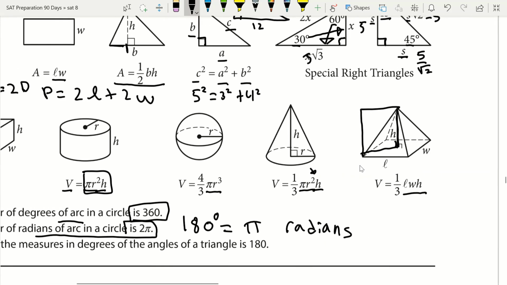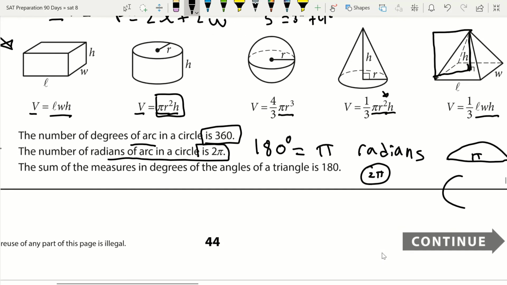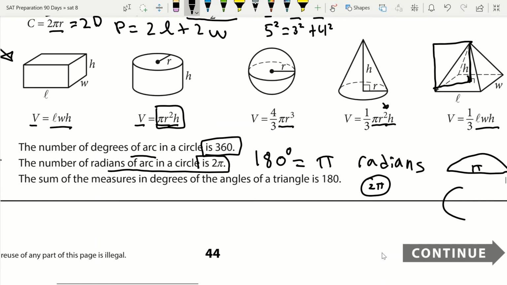If we're going to draw a semicircle, that would have an angle of pi radians, and a full circle would have an angle of 2 pi radians. I'll draw it right here, 2 pi radians. All right, next up we need to know the sum of the measures of the angles in a triangle is 180. So let's say we had an equilateral triangle where all sides are the same. They would have 60 degrees here, 60 degrees here, and 60 degrees here.